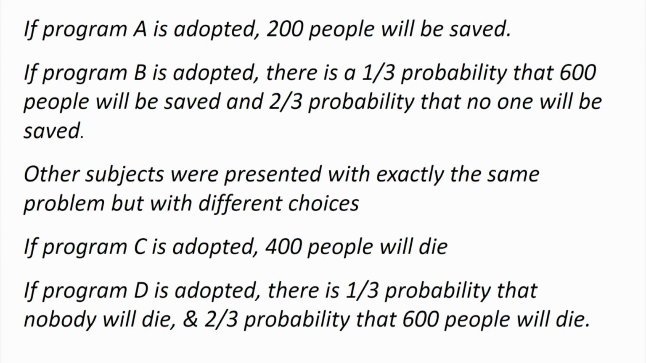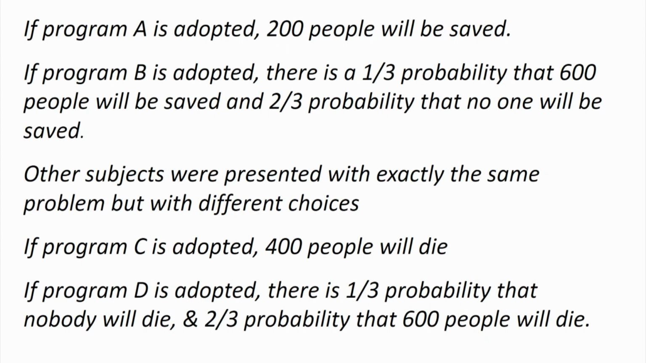As you look into it, the first two options, programs A and B, are given to the first group of subjects in a gain frame, and C and D are in the loss frame. What do you expect to happen? What really happens is that when things are presented in the gain frame, most people select option A, which is 200 people will be saved, rather than program B, which says there is a 1/3 probability that 600 people will be saved and a 2/3 probability that no one will be saved.